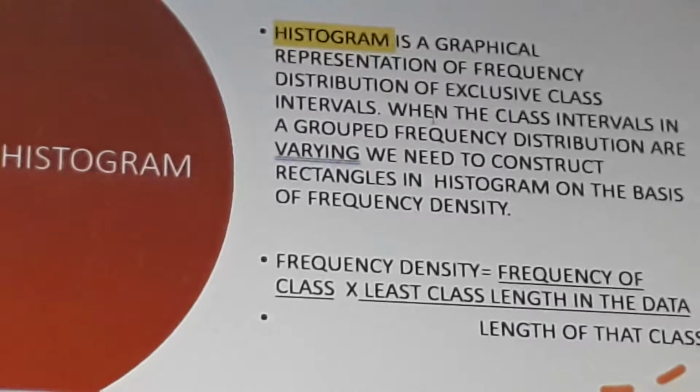Exclusive class intervals. When the class intervals in a grouped frequency distribution are varying, we need to construct rectangles in histogram on the basis of frequency density. Formula of frequency density is frequency of class into least class length in the data, all divided by length of that class.